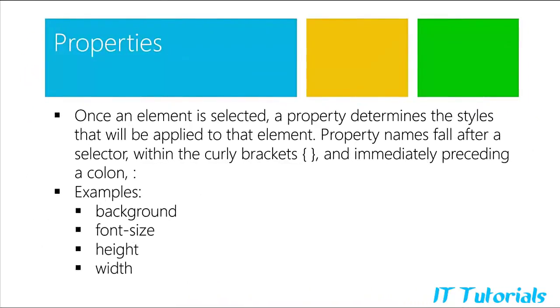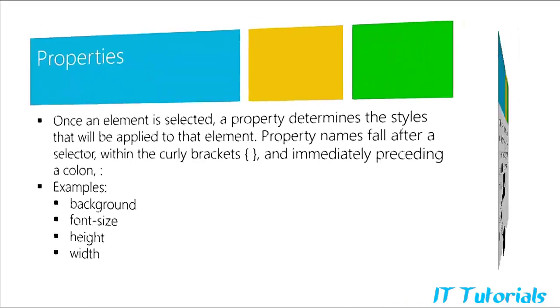Properties. Once an element is selected, a property determines the styles that will be applied to that element. So property names fall after the selector within the curly brackets and immediately precede a colon. For example, you can use background, font size, height, width, and so forth.